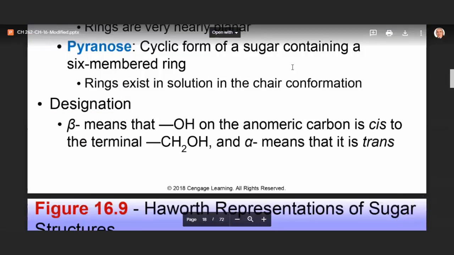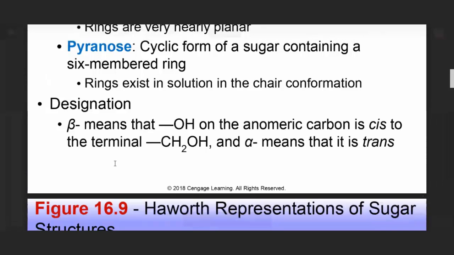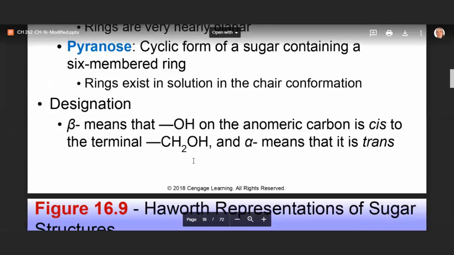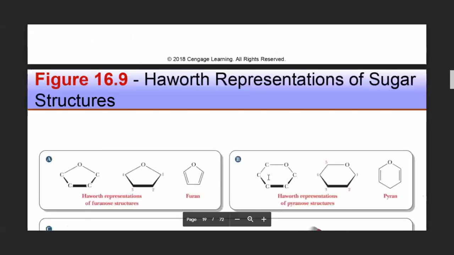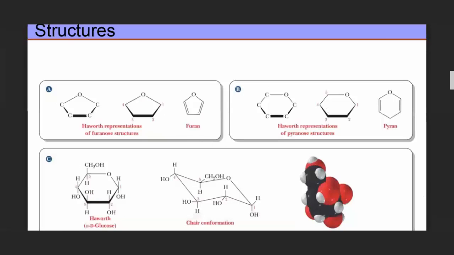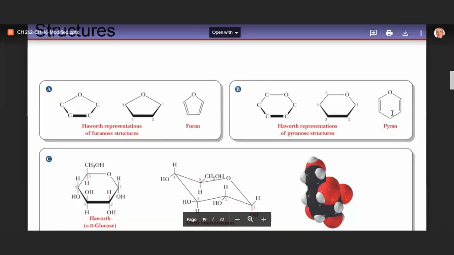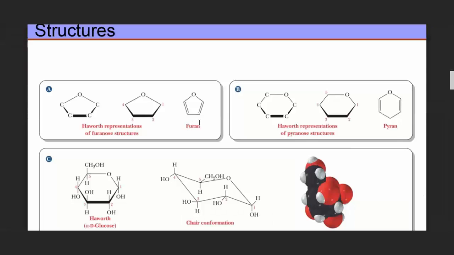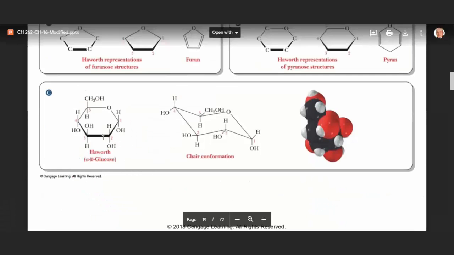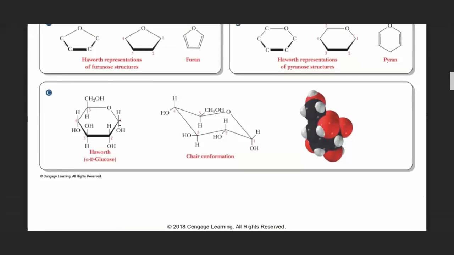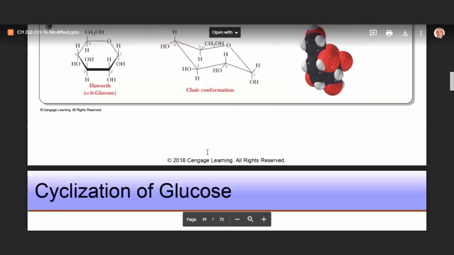Again, we have here the designation beta, which means that the OH on the anomeric carbon is cis to the terminal, and alpha means that it is trans. I will show this to you as we go. Then a 6-membered ring is called pyranose relative to the compound called pyran, and the 5-membered ring furanose relative to the compound called furan. And as we said, the Haworth is preferred by biochemists, and the chair conformation is preferred by organic chemists.